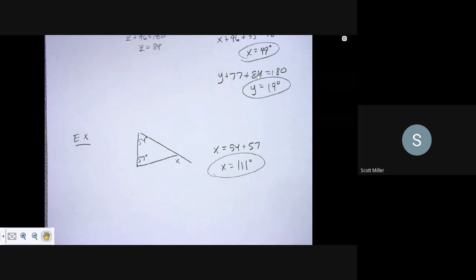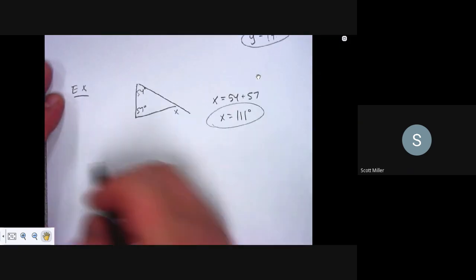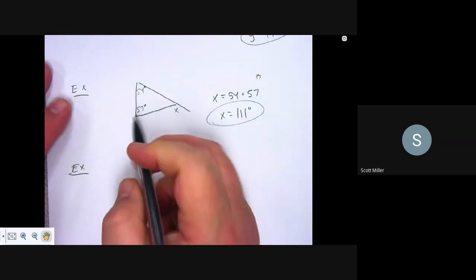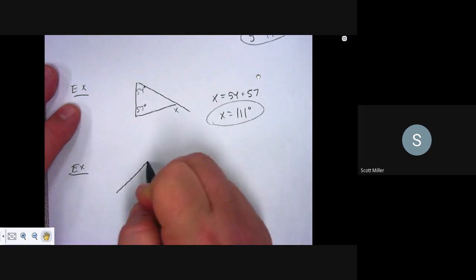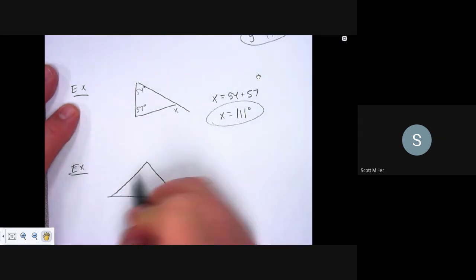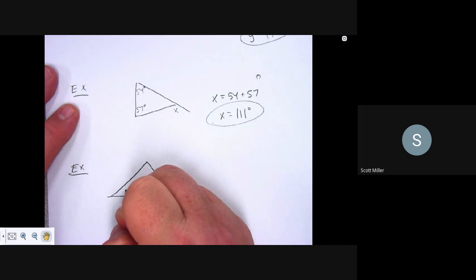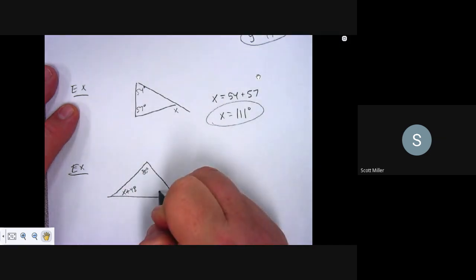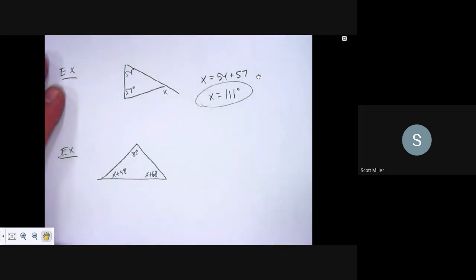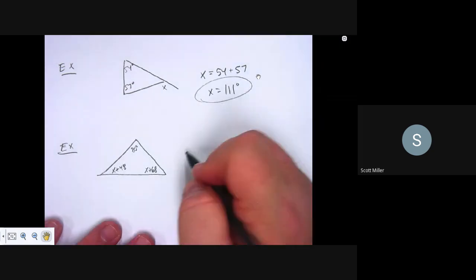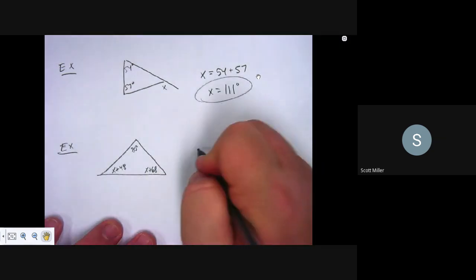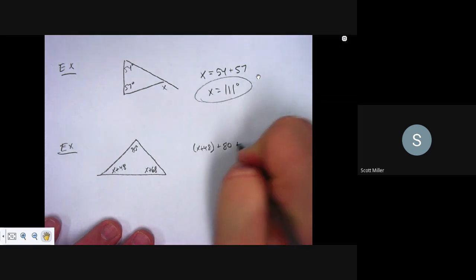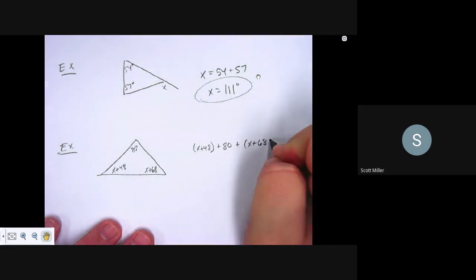Here's another example I'm going to do for you. Just making it up real quick. So if I tell you that this is x plus 48, and this is 80, and this over here is x plus 68, what does x have to be? So using our sum of the angles of a triangle, I know that x plus 48 plus 80 plus x plus 68 is 180.